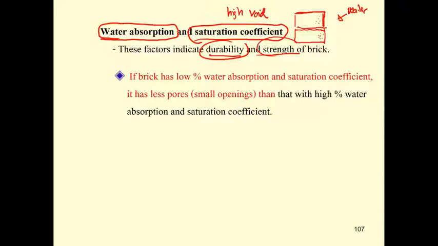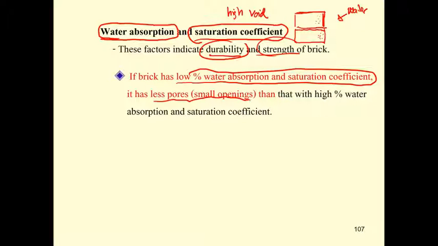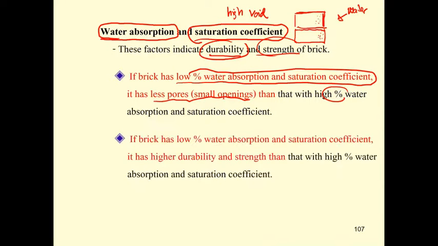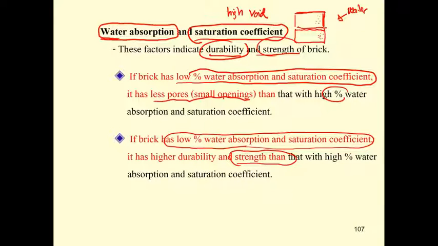And in short, brick with low water absorption and saturation coefficient is going to have fewer voids, fewer pores, or fewer small openings than brick that has a high percent of water absorption. So low water absorption is good. If the brick has low water absorption and saturation coefficient, from the lesson that I mentioned before, it's going to have high strength because the void is less. There is a lot of brick material to take care of the force.